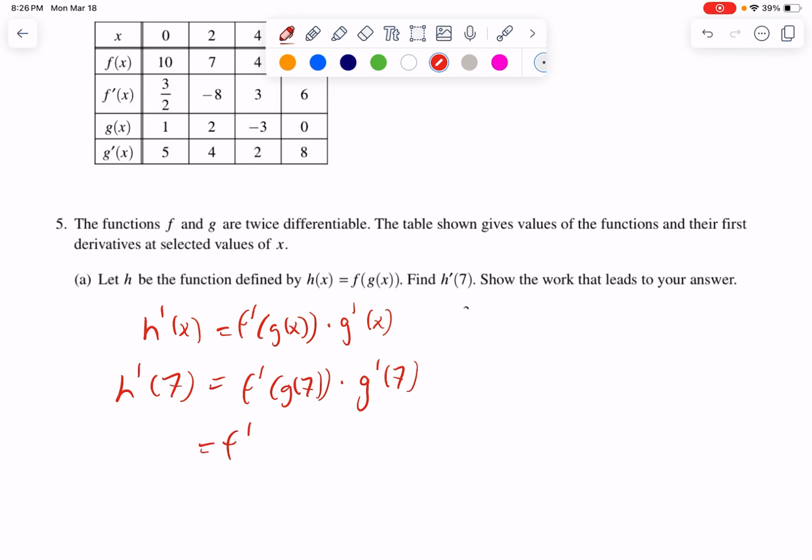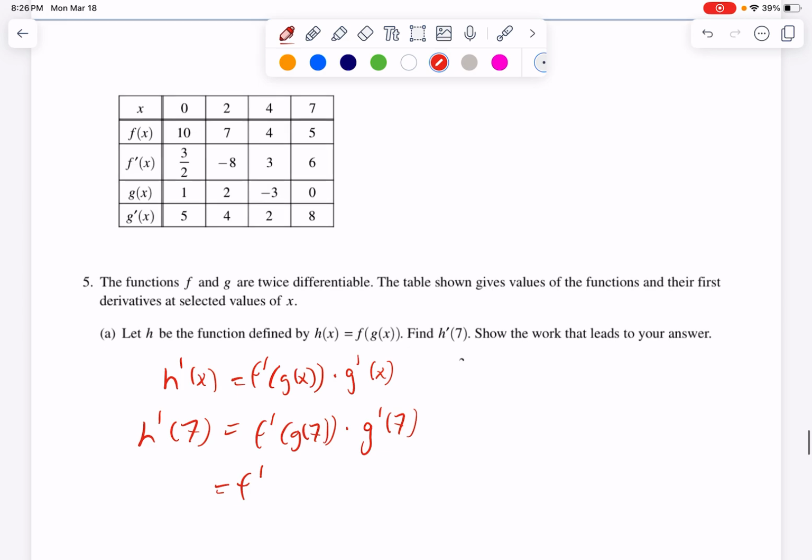Okay, g of 7, if we read this diagram, is 0. G prime of 7 is 8. F prime of 0 is 3/2. So we have 3/2 times 8. You're not required to simplify, but that works out to 12.